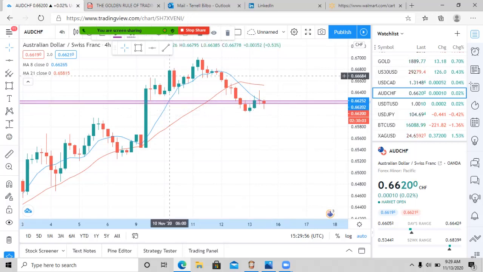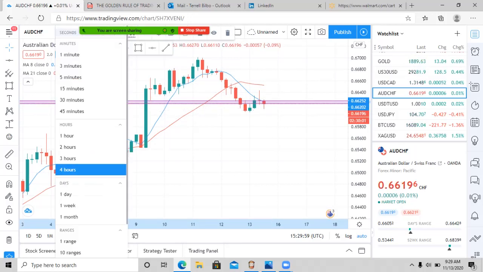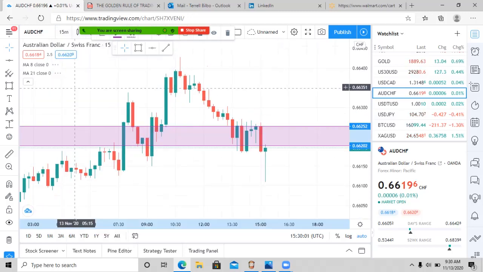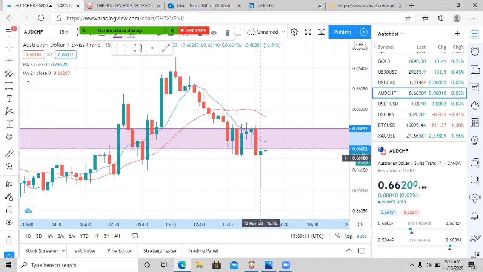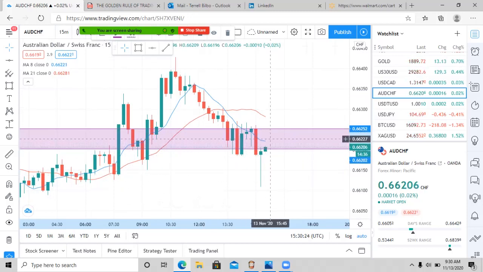Now we're going to look for an entry point. For our entry point, we go down to our lower time frame. So let's look at what it looks like on our 15-minute chart. Here, this is our zone. What we're looking for is this to come out like it did. This candle is going to go back in. And once it goes back in, it's already come out, it's going back in to test our zone. Once it gives us a candlestick pattern, then we decide if this is a trade that we want to take.